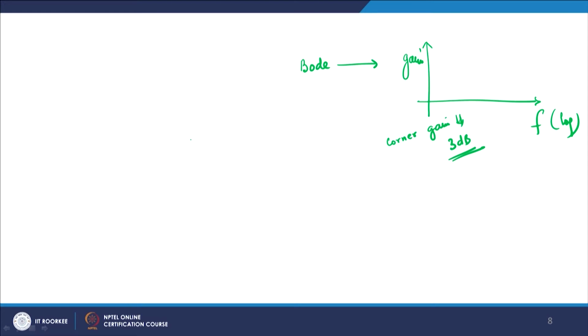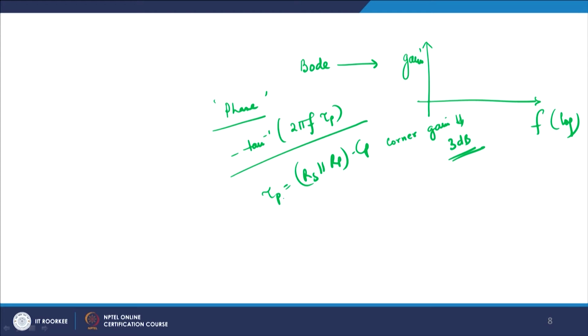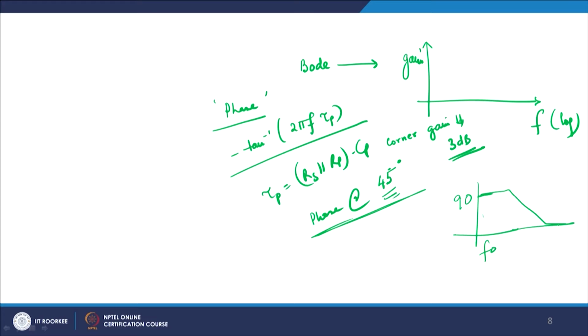We also understood what is known as the phase, defined as minus tan inverse of 2 pi f tau p, where tau p is given as Rs parallel to Rp multiplied by Cp. Typically, the phase at unity gain is approximately 45 degree. You will have 90 degree when the frequency is zero, and then it goes down and becomes zero at a very large frequency. Somewhere in the middle, where the frequency is 1 by 2 pi tau s, the phase is 45 degree. So this is how the phase varies generally for an amplifier.